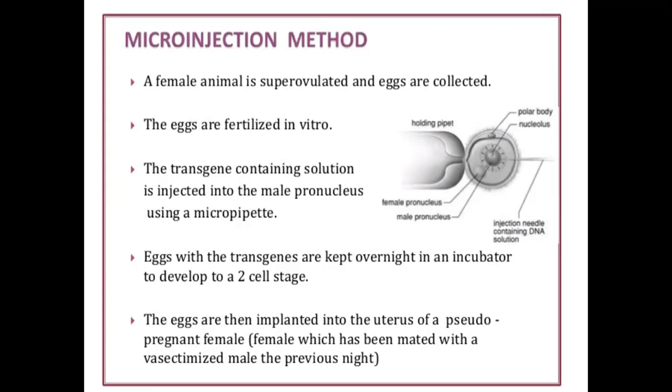We are taking it to the pseudo pregnant female, that is the female which has been mated with a vasectomized male. The vasectomized male means they cannot produce sperm. So we are taking the two cell stage to the pseudo pregnant female.